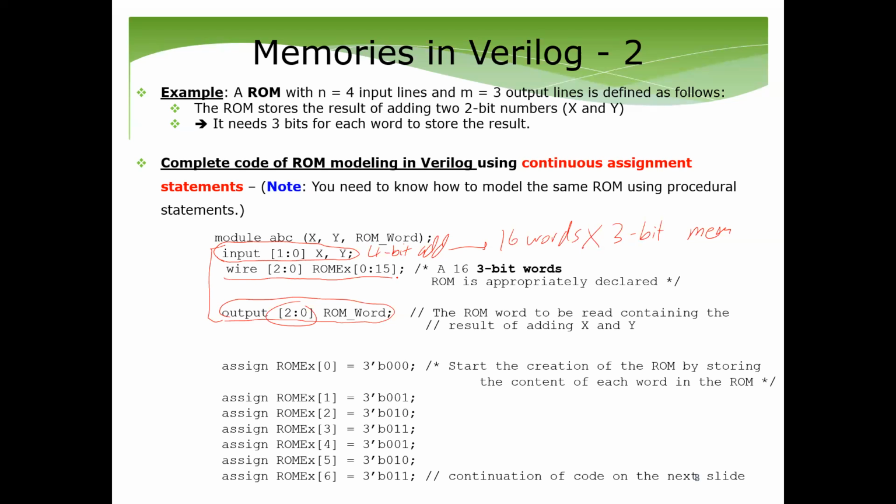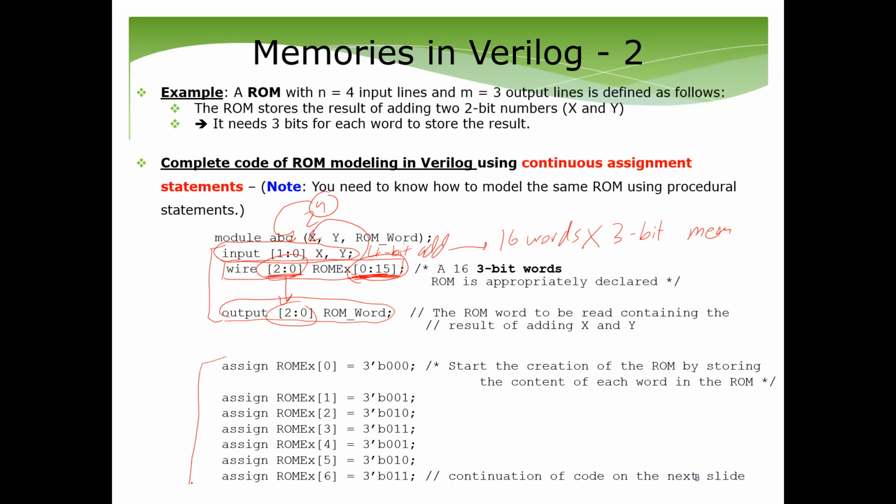And then we need to declare wires for the memory block. This is where we're going to store the information in this ROM. Okay, so we're gonna define an array of vectors. So it's a 16-element array. Each element is 3 bits. This has to match the size of your output, and this has to match 2 to the n, where n is the number of bits of your inputs. Okay, that's the first part.